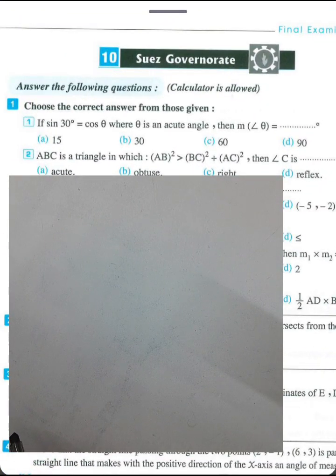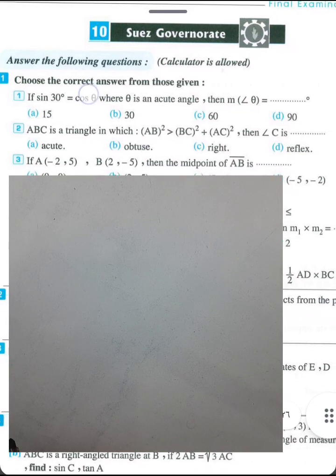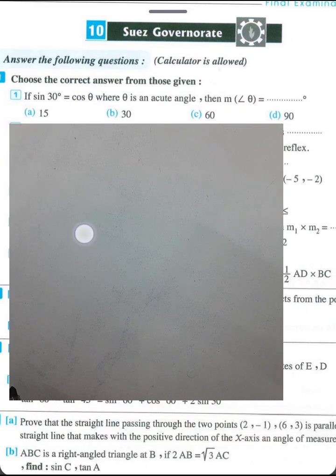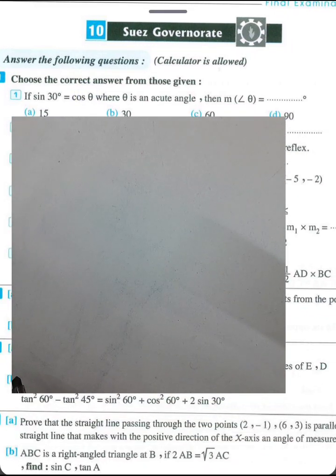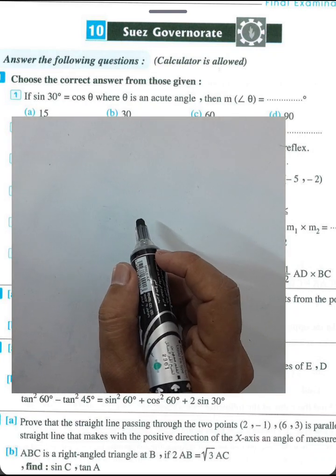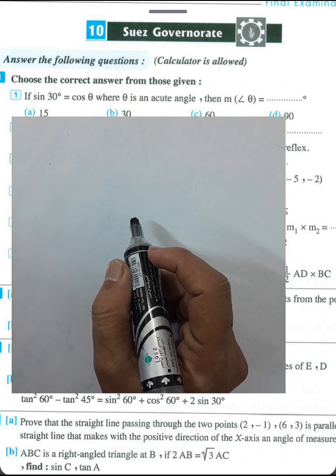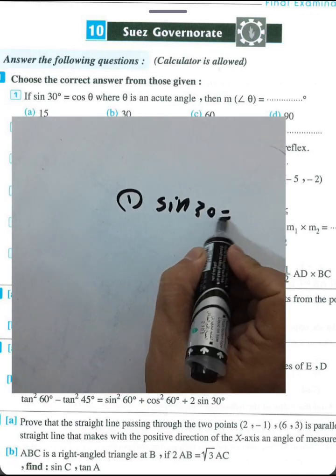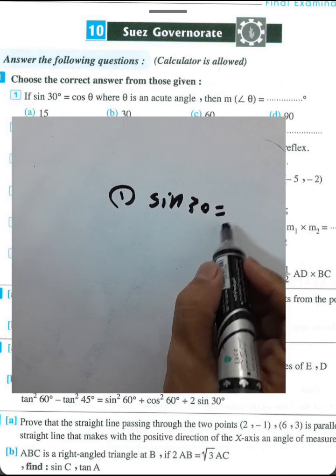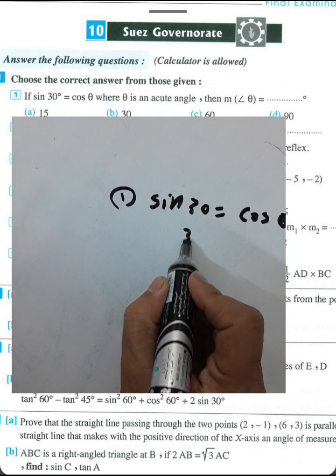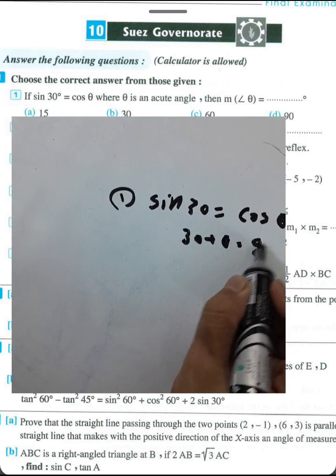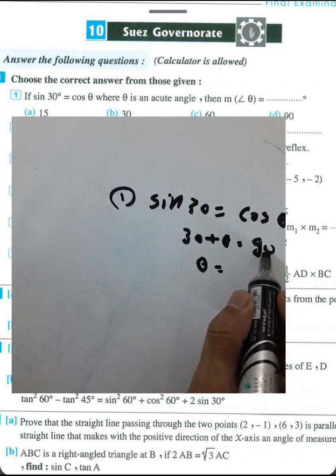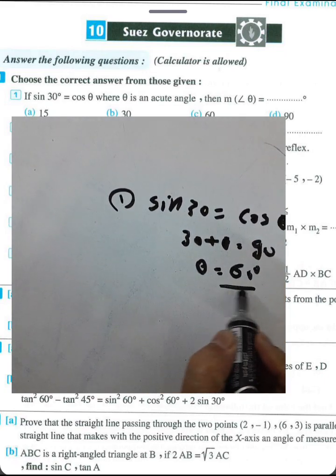Choose the correct answer. If sin 30 equals cosine theta, where theta is an acute angle, then the measure of theta equals 60 degrees, because 30 plus theta equals 90 degrees. We call it complementary angles. Question number 1: sin 30 equals cosine theta, then 30 plus theta is 90, so theta will be 90 subtracted by 30, which equals 60 degrees.